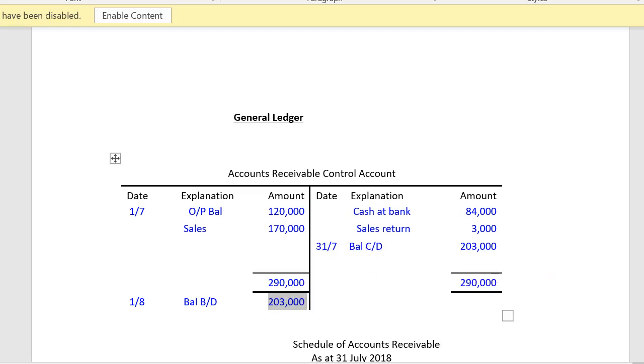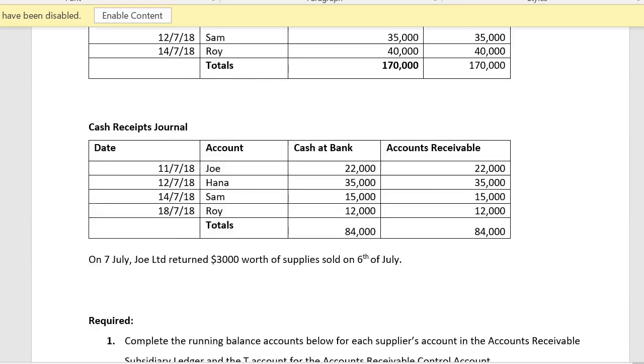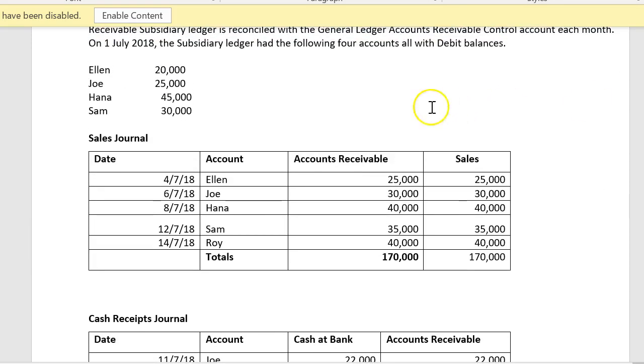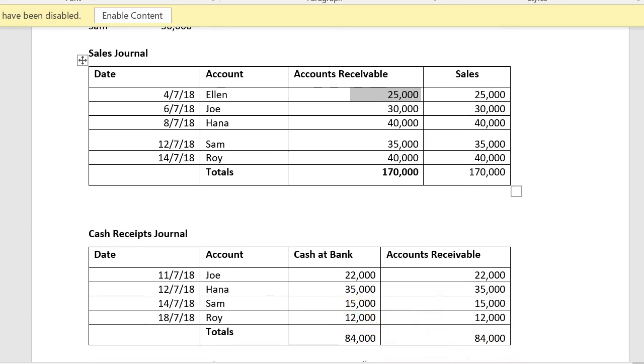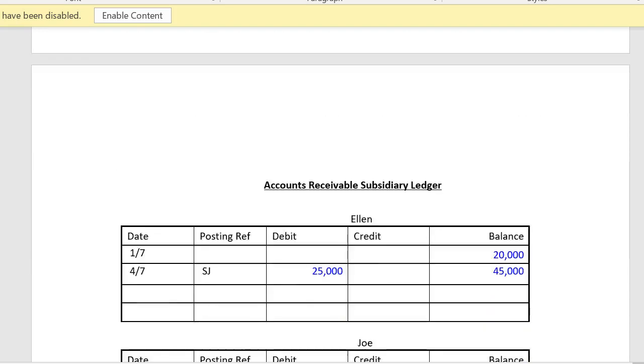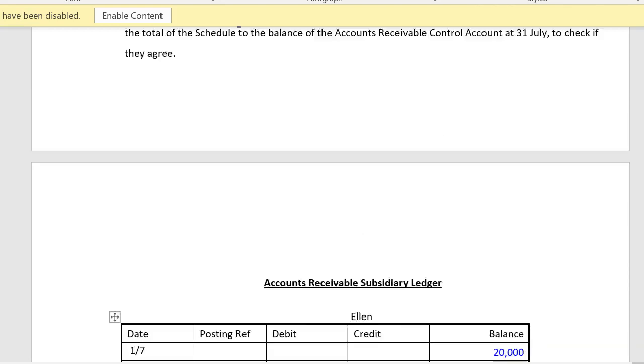So let's start with our subsidiary ledger accounts. Let's start with Ellen. Ellen has an opening balance of 20. They made credit sales to Ellen of 25. They haven't collected cash from Ellen. So Ellen's opening balance is 20, credit sales to Ellen 25. That gives a closing balance of 45,000.